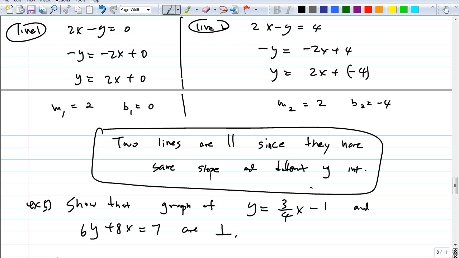Multiply the slopes of the two equations. Exactly. Just multiply the two slopes and you should get what? -1 if they are perpendicular. Go ahead, everybody, try this one. So the two equations are y equals 3 over 4x minus 1 and 6y plus 8x equals 7.